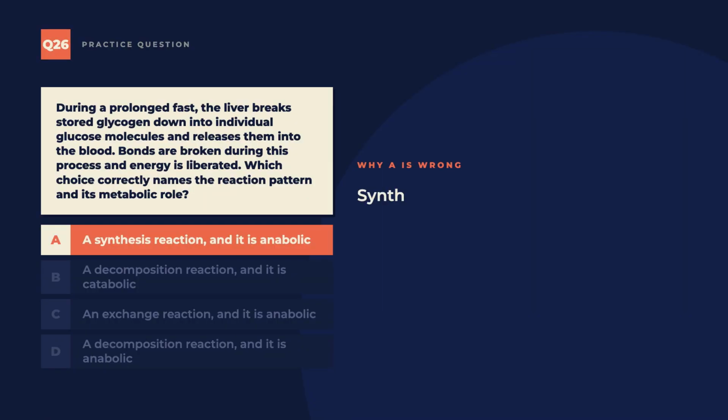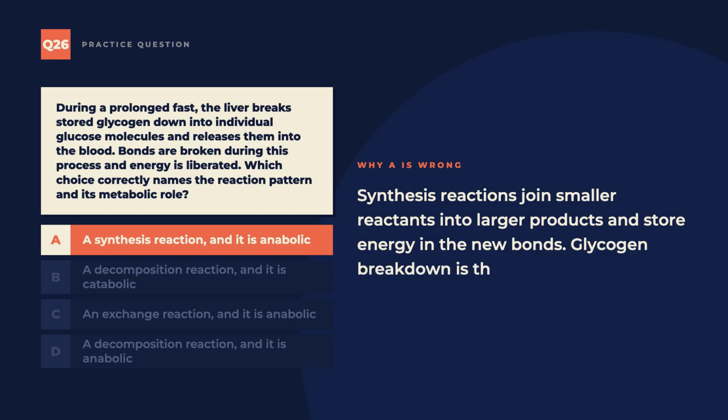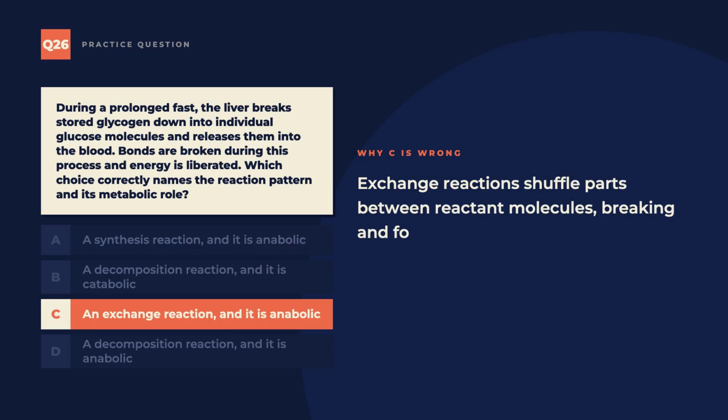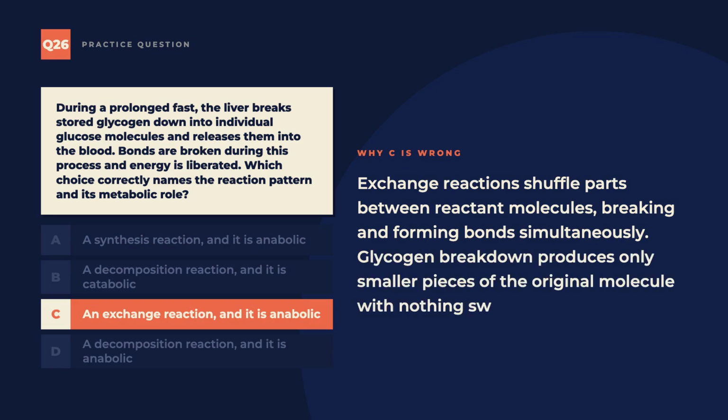A is wrong because synthesis reactions join smaller reactants into larger products and store energy in the new bonds. Glycogen breakdown is the reverse of that process. C is wrong because exchange reactions shuffle parts between reactant molecules, breaking and forming bonds simultaneously. Glycogen breakdown produces only smaller pieces of the original molecule with nothing swapped in.